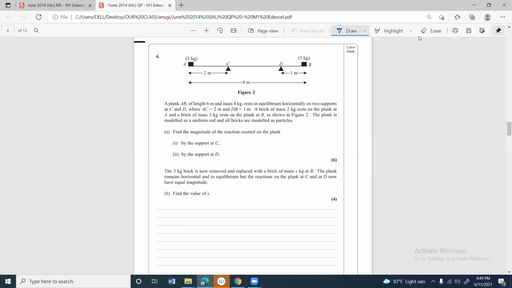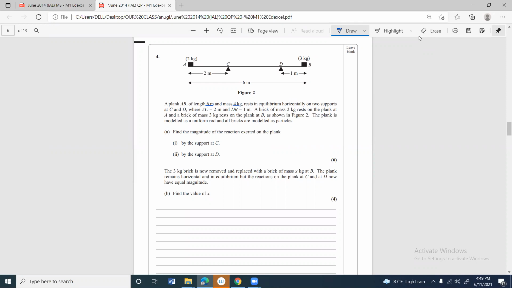A plank AB of length 6 meters and mass 4 kg is in equilibrium horizontally on two supports at C and D. These dimensions are given, but we still don't know whether this rod is uniform or non-uniform. If it's a uniform rod, we can mark the center of gravity at exactly the midpoint of 6 meters, 3 meters from each side.